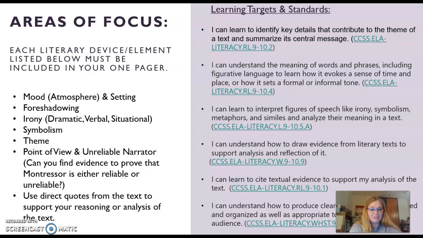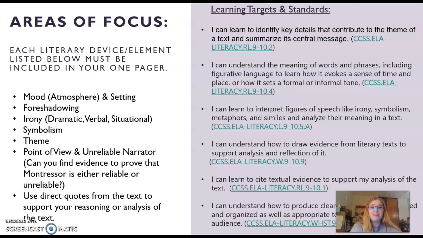You've looked at the different types of irony and symbolism, and you've come up with your quotes for that already. So really, you've already done the hard part for this project. The next learning target is I can understand how to draw evidence from literary text to support analysis and reflection of it. And that's your assertion or your beliefs about the quotes that you're choosing to use. Okay? I can learn to cite textual evidence to support my analysis of the text, and we've worked on that as well, right?